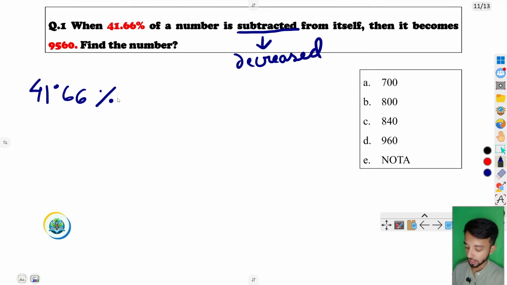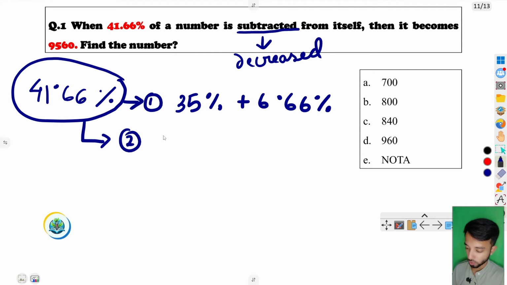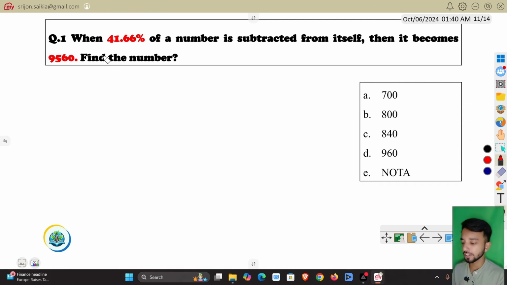First thing is how to find out 41.66%. I give 3 ways to find it. Way number 1 is 35% plus 6.66%. Way number 2, 25% plus 16.66%.